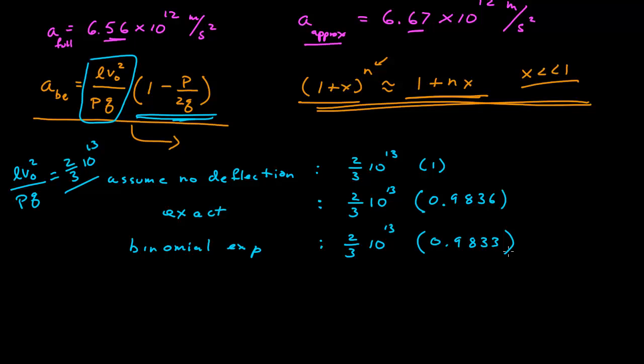So you can see that the binomial expansion gives us the exact result to nearly three significant figures. Maybe you don't need the exact result for this one, but as your computations become more complicated, these sorts of techniques become that much more powerful.